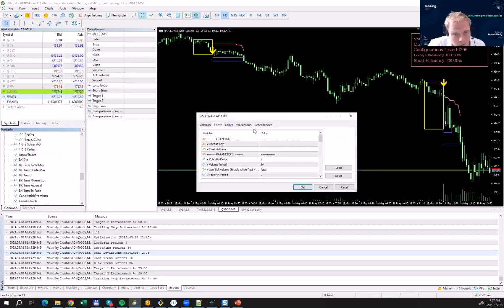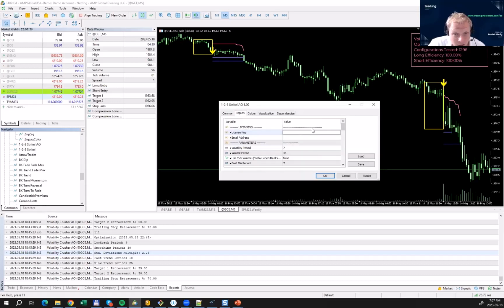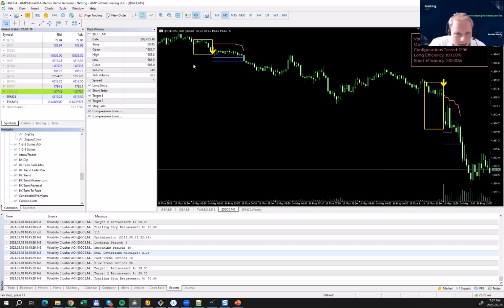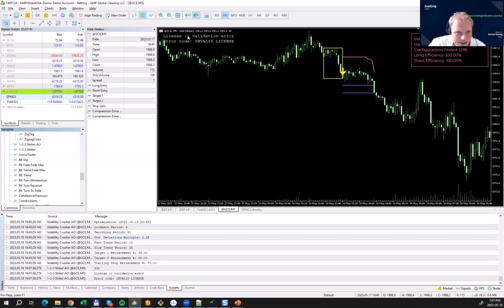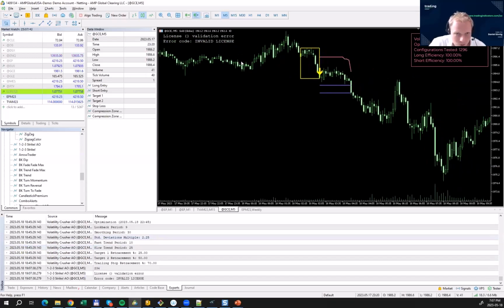Under Inputs, you will then enter the license key and email address. The email address is the email address that you used for your purchase, and the license key is part of your confirmation email. You will paste this in here, and once done, the indicator will be applied. If you don't do it, like in my case, I leave this empty, you will get an error message like here, license validation error, because you would need to enter this in there.